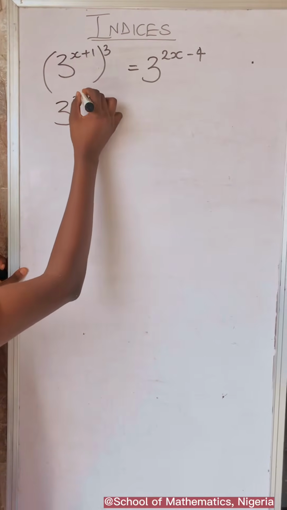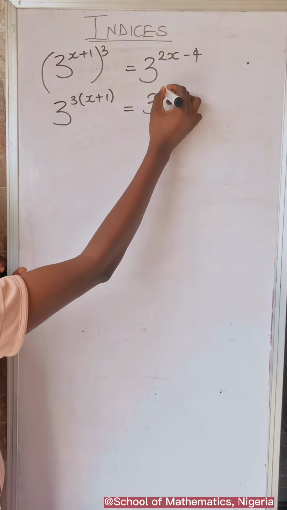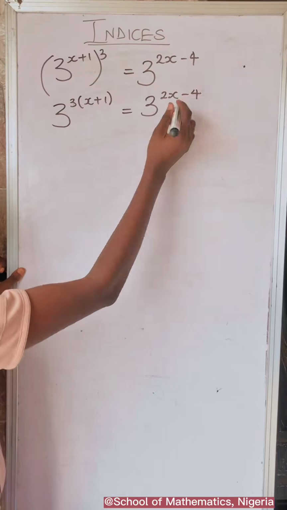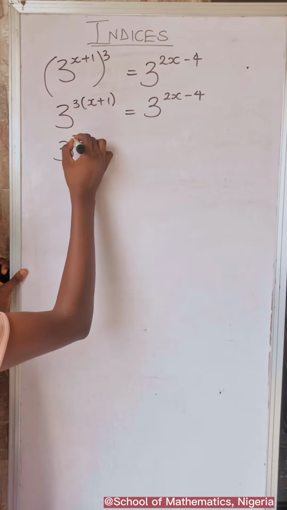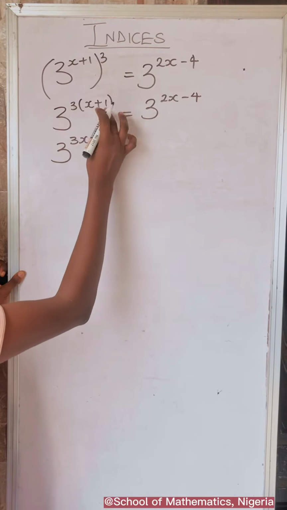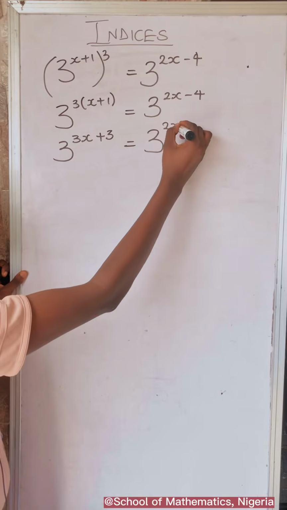So the power 3 is multiplying x plus 1, right? And then you still have 2x minus 4. Let's open this bracket. You have 3 times x, 3x. 3 times 1 is 3. Then you have this 1.